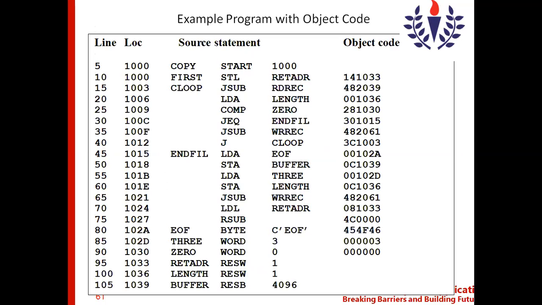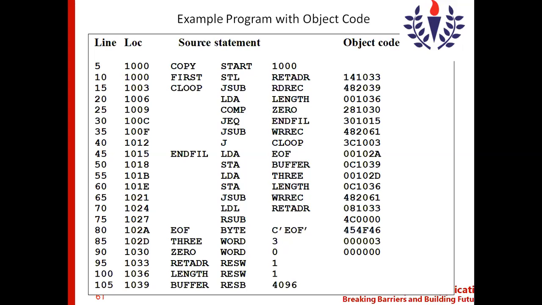Before moving on to how the conversion takes place, let me give some information about the assembler directives. Start is one of the assembly directives, and it provides information such as the name of the program. You can see COPY over there. COPY is the name of the program, and it is in the label field. Each instruction can have a label field, an opcode field, and an operand field. Here we have COPY in the label field, START in the opcode field, and 1000 in the operand field.